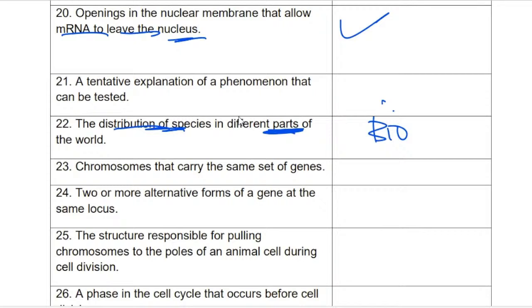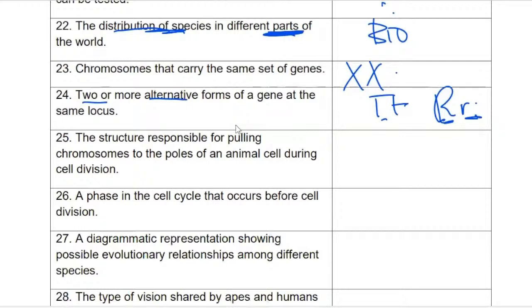Then they're saying that chromosomes that carry the same set of genes. How do you call those chromosomes? Homologous chromosomes, meaning that when they look at it, they look like that. They're saying two or more alternative forms of a gene at the same locus. It means that either this or this, for example, capital R, small r, something like that, we call them alleles.